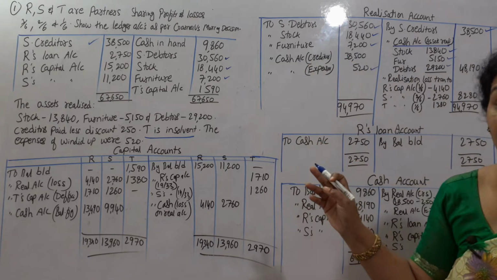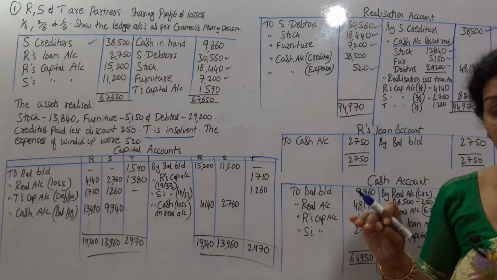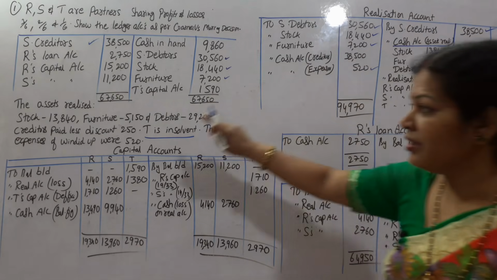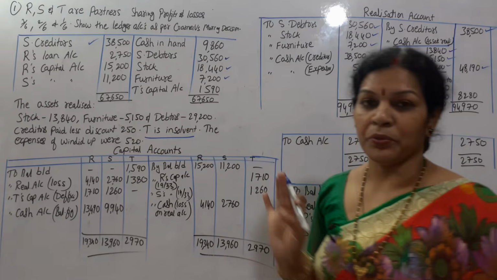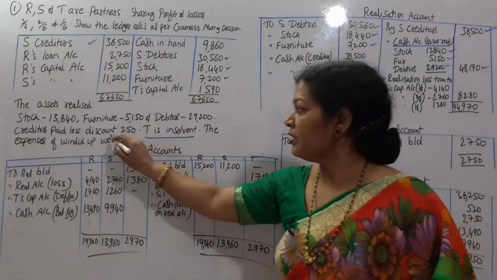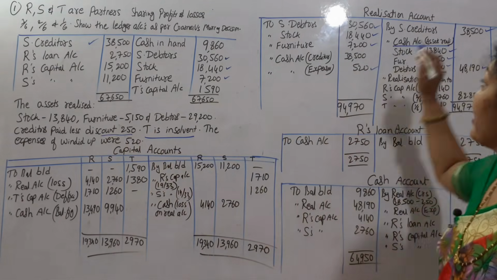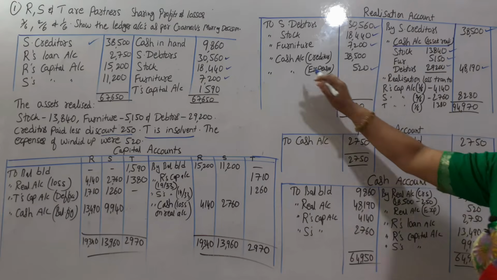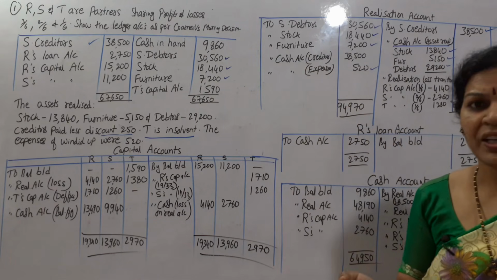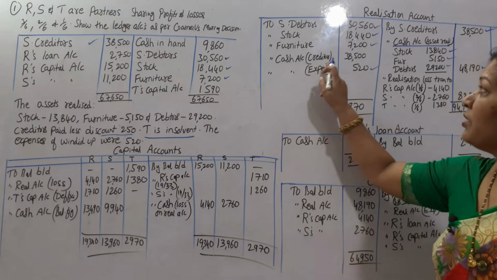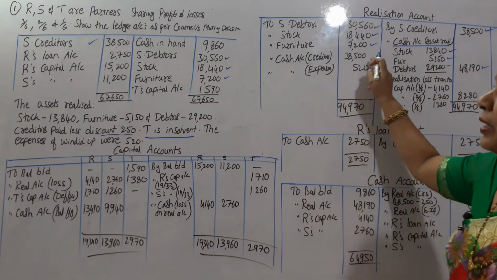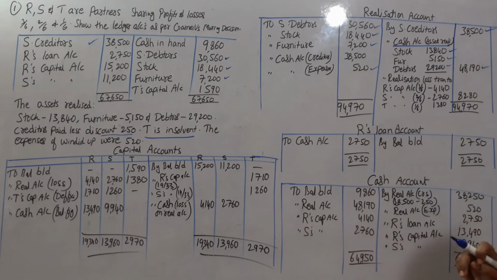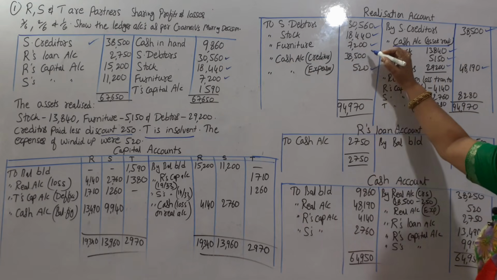As we have realized the assets, realizing the liabilities is also important. Liabilities here, creditors. Creditors we are realizing less discount of 250. Here it is mentioned, na? Less discount of 250. Creditors written on the credit side. Realizing the creditors, debit side. So to cash, when we realize we are getting cash, to cash, creditors 38,500, right? Okay, 38,500 we have written.